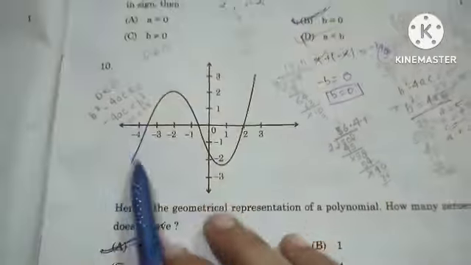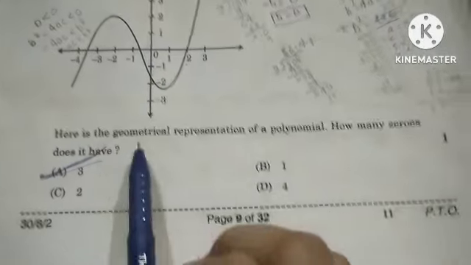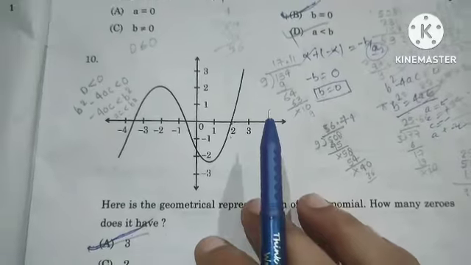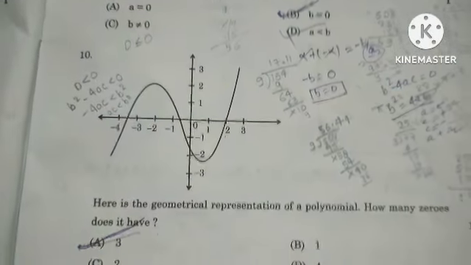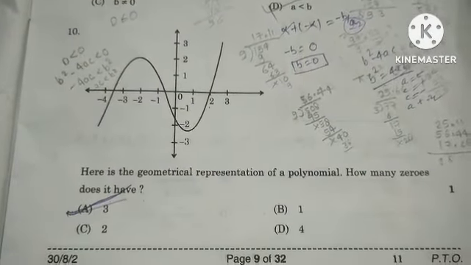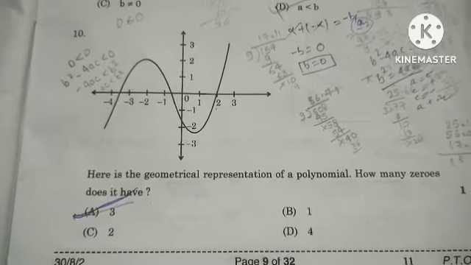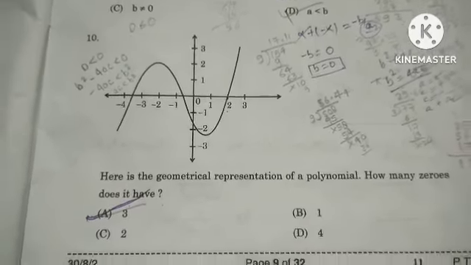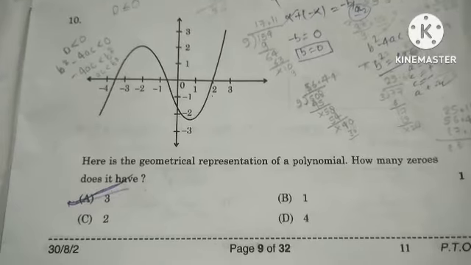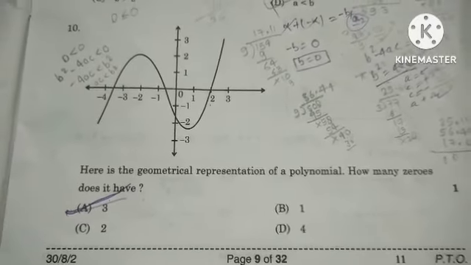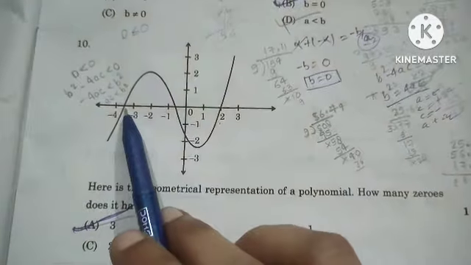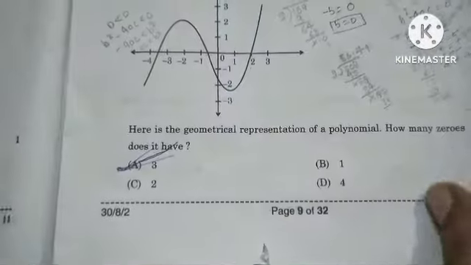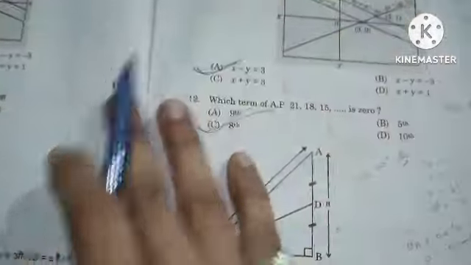This is the graph of a polynomial and we have to find how many zeros it has. I have already told you in class as well as in my coaching. If you use the graphical method to find the zeros of any graph, you check the intersecting points on the x-axis. So how many intersecting points on the x-axis? 1, 2 and 3. So the number of zeros is 3. Option number A is correct. Now move on to question number 11.